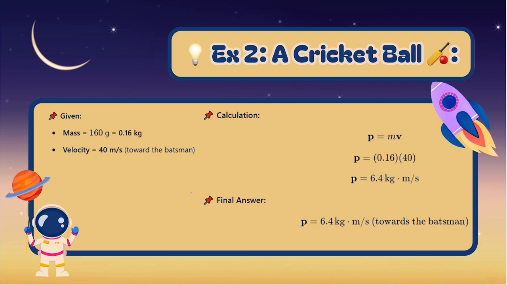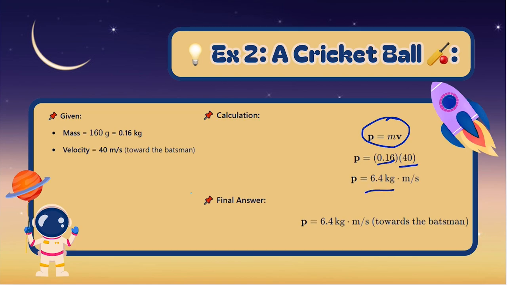And then following the previous example, you write the formula down, you substitute the correct SI units. So the m will take the 0.16, not the 160 grams. It will take the 0.16 kg. And then the velocity is 40 meters per second. And when we punch that into our calculator, we get 6.4.